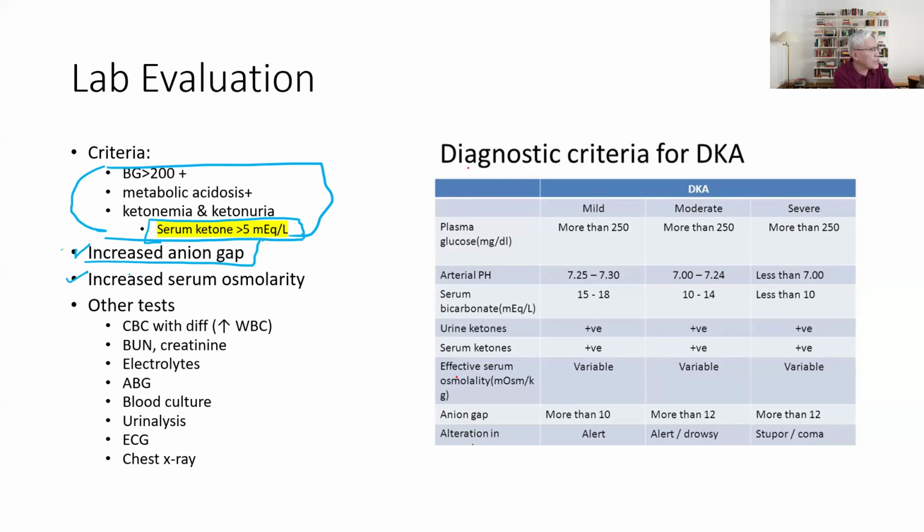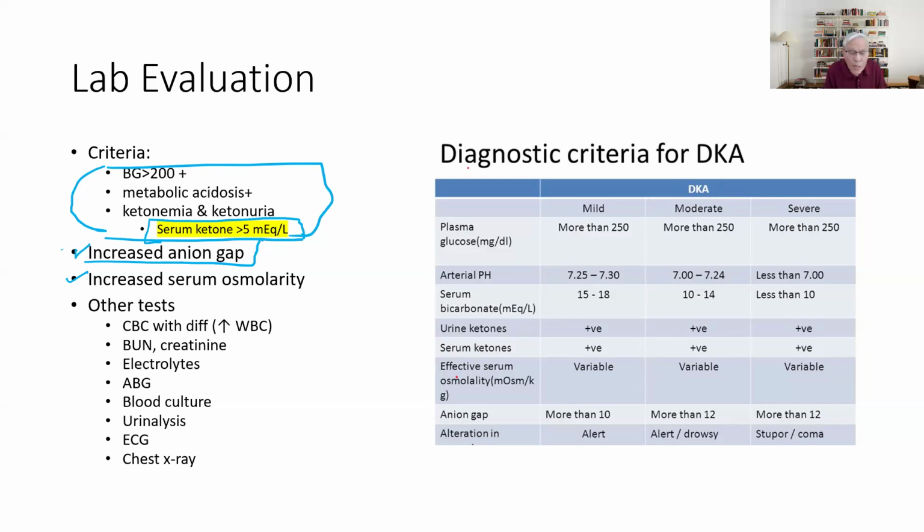You will have an increase in serum osmolarity. Now, you remember that osmolarity is the concentration in the extracellular fluid compartment, and therefore you will have an increase in your serum osmolarity. And other tests will be useful, like CBC.